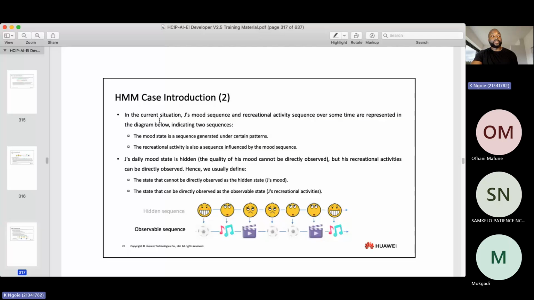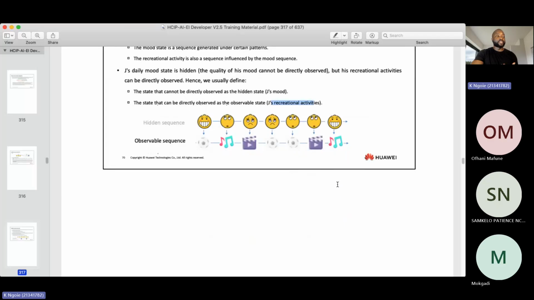So in the current situation, J's mood sequence and recreation activity over some time are represented in the diagram below. So that's what we'll have. We have the hidden sequence and the observable sequence. So we have mood, happy, play football. Those are the sequences that we're going to have in this case. The states that cannot be directly observed are the hidden states, which in this case is the mood. And the states that can be directly observed are observable states, which are the activities that J is going to take.